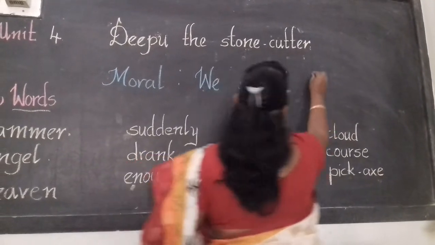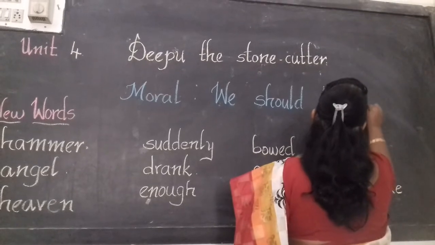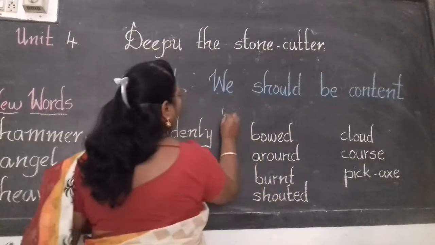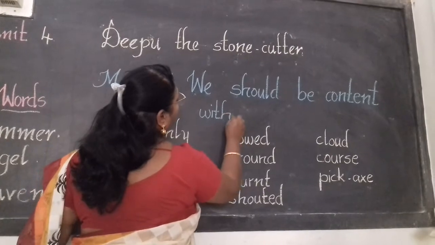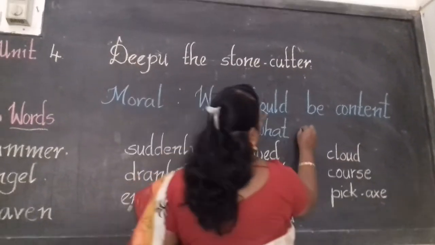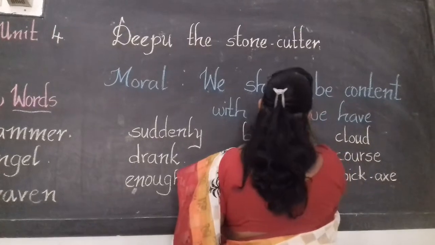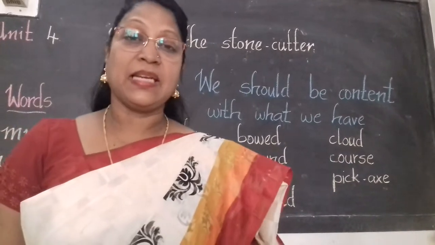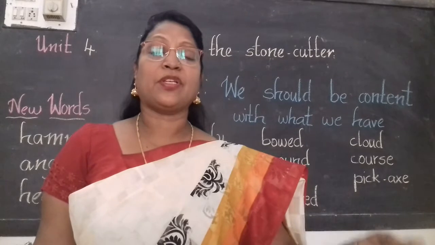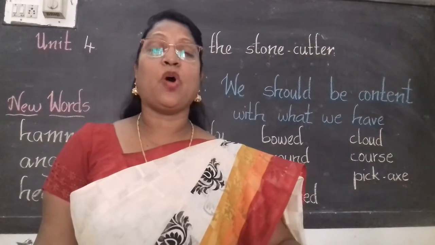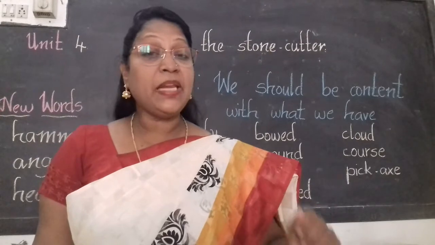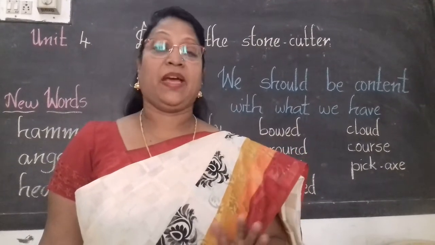We should be content with what we have. What do you mean by contentment? Contentment means being happy. Okay. Now, each time Deepu became richer and richer, he was not happy with what he got. He wanted more and more. That shows that he was not content. So the meaning of content is to be happy with what we have.